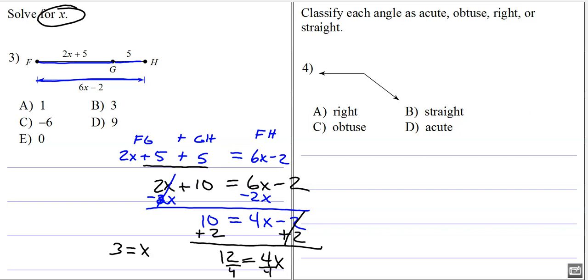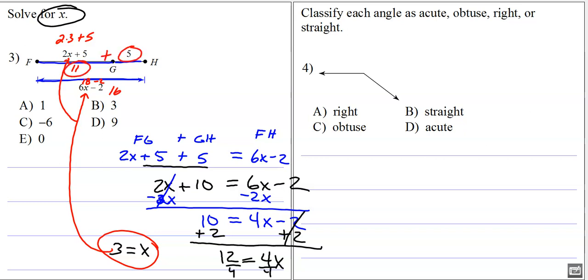Now, if I want to double check and make sure that 3 is right, I'm going to take that 3 and I'm going to substitute it in those two places and see if it checks out. So 2 times 3 plus 5, well, that's 11. And then 6 times 3 would be 18, take away 2, which is 16. And I think 11 plus 5 does come out to be 16, so I know that it worked.